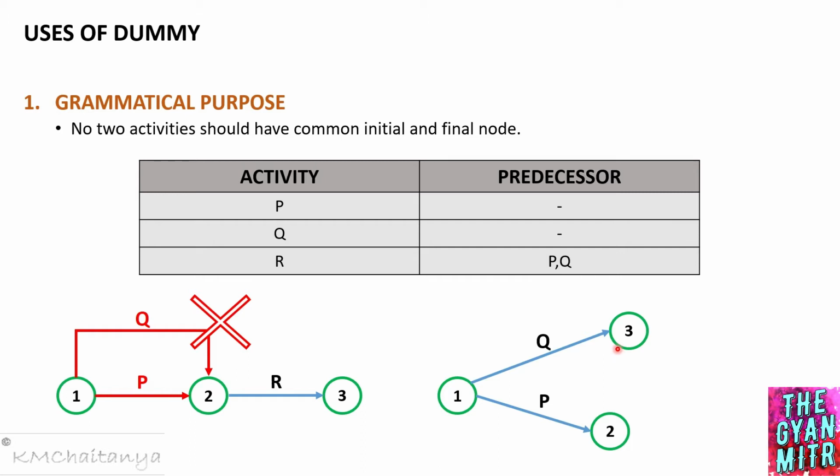So what we can do is use a dummy activity, which does not consume any time or resource, but is merely used as a dependency in our network diagram. So what I will do is introduce a dummy activity from activity P to Q, or event number 2 to event number 3. Now what is happening here is we have activity Q directly coming over to event number 3, and we have activity P which has been diverted.